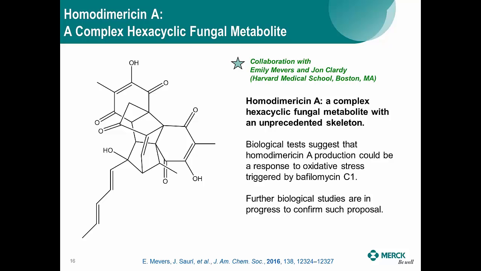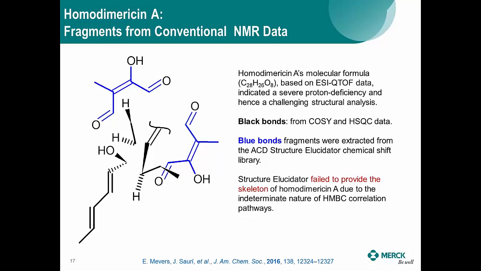From the first NMR data set, we were only able to establish these fragments here. You can see with black bonds the fragments extracted from COSY and HSQC data, and with blue bonds the fragments extracted from the ACD structural elucidation chemical shift library. However, the structural elucidation failed to provide the skeleton of this complex fungal metabolite, Homodimericin A, due to the indeterminate nature of the HMBC correlations. This was actually the real problem here.